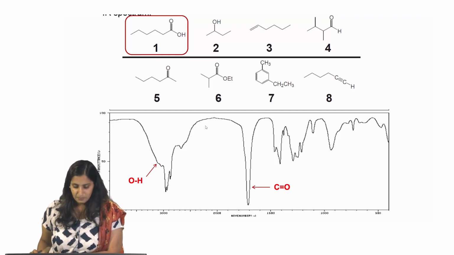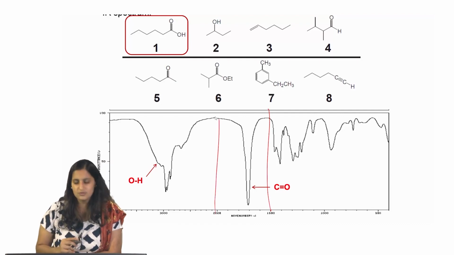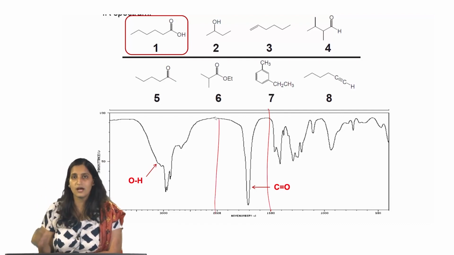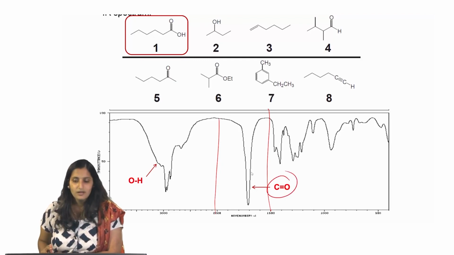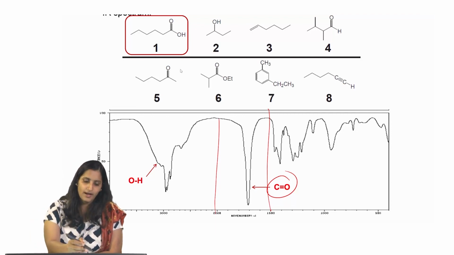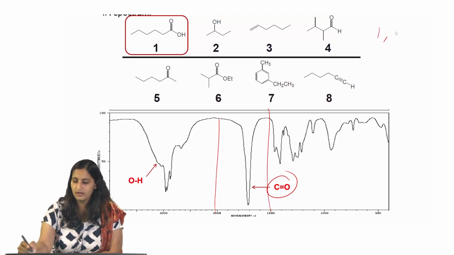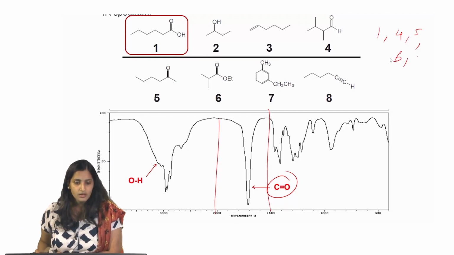Okay, let's look at the peaks. Between 1500 or 1600 and 2000, you have that one nice narrow sharp peak, which we know belongs to C double bond O. So now my molecule has to have a C double bond O peak. Wonderful. So I can have options of 1, 4, 5, 6, because these molecules contain a C double bond O.